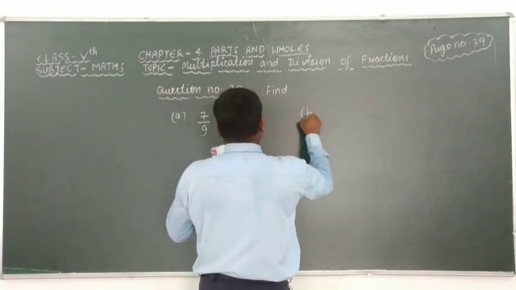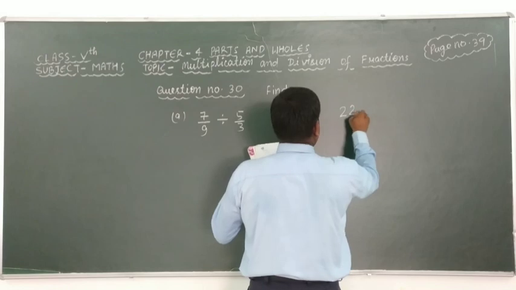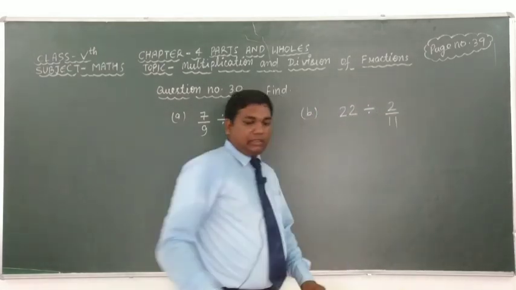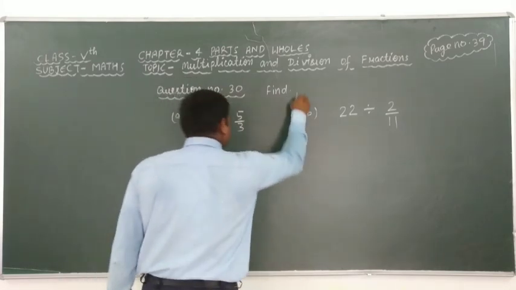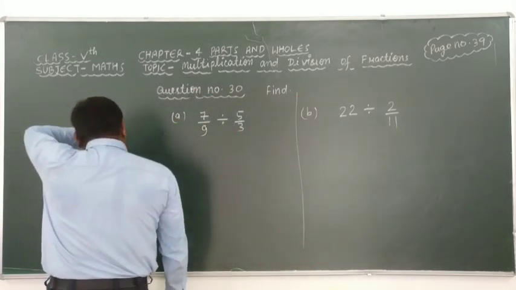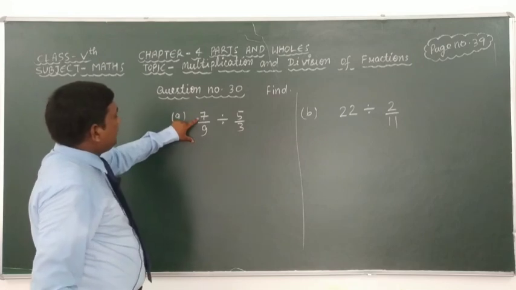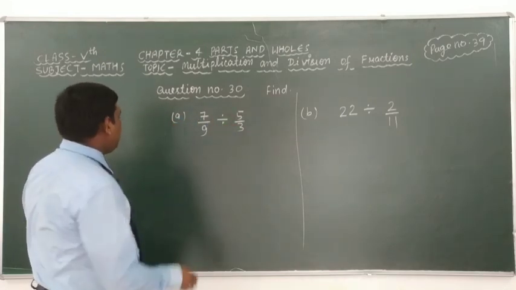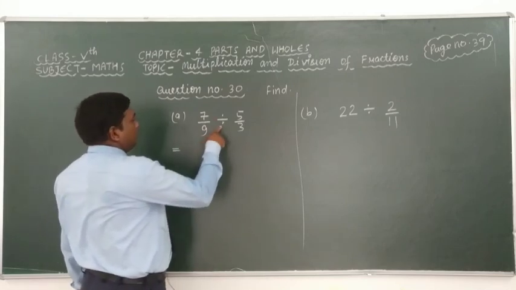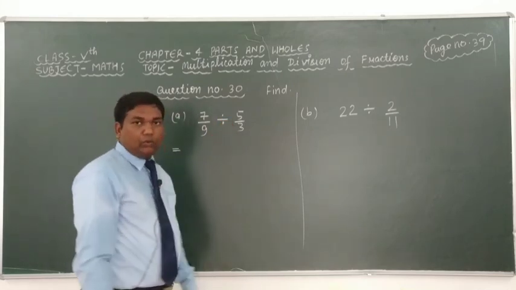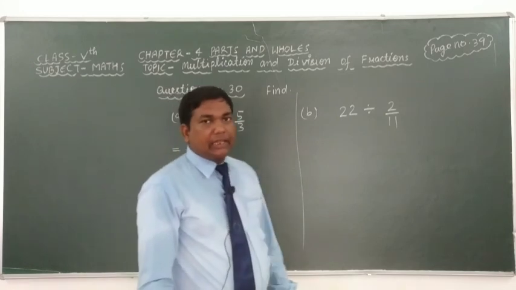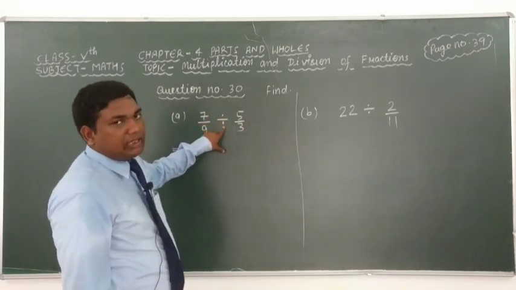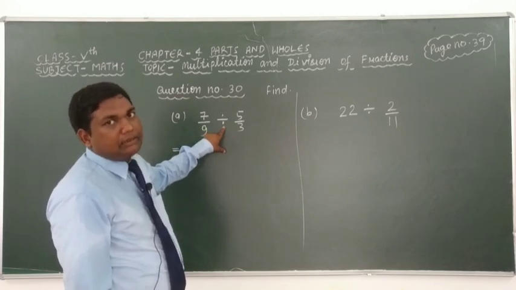In question B, here given is 22 divided by 2 over 11. Students, look at here carefully. This is a very important question. Here given is 7 over 9 divided by 5 over 3. Students, firstly we have to change this division sign into a multiplication sign.